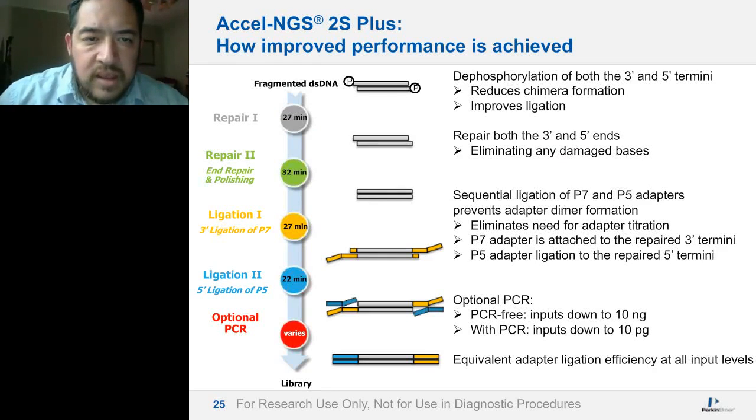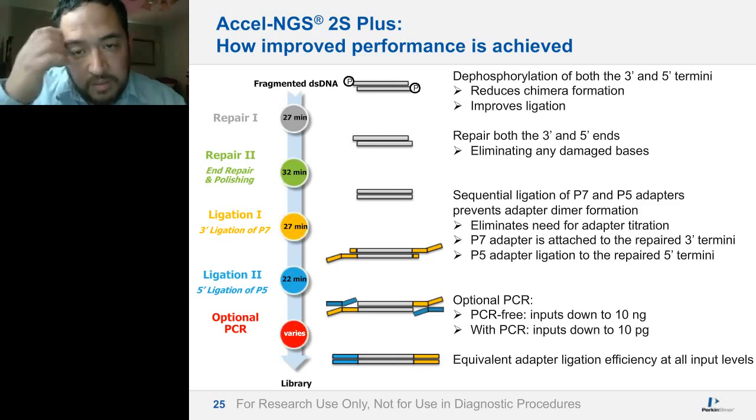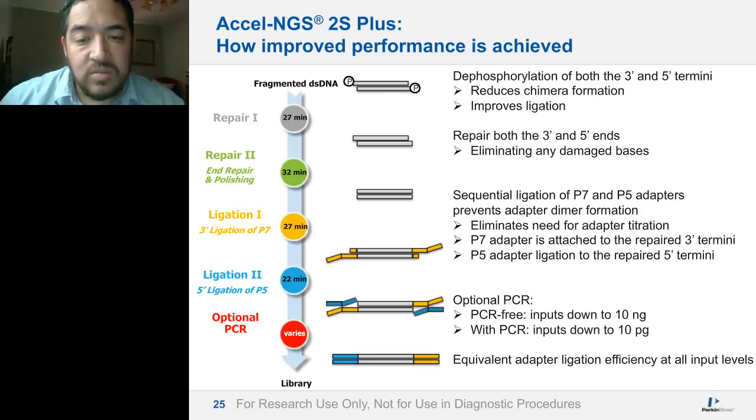So what Swift has is what they call the Accel-NGS 2S Plus, and essentially they are special linkers in a method that allows for the use of damaged DNA as well as, again, challenging DNA such as circulating cell-free and FFPE. Essentially, they're doing a dephosphorylation of both the 3' and 5' termini of the DNA fragment, which helps reduce chimera formation and improves ligation. And then they do a repair of both the 3' and 5' ends, eliminating any damaged bases. They then do a sequential ligation of the P7 and P5 adapters, and that also prevents adapter dimer formation and eliminates the need for adapter titration.